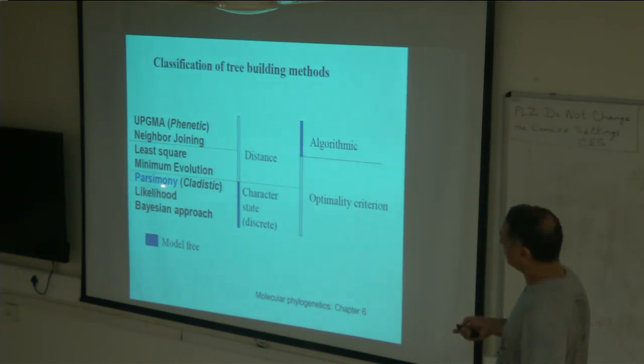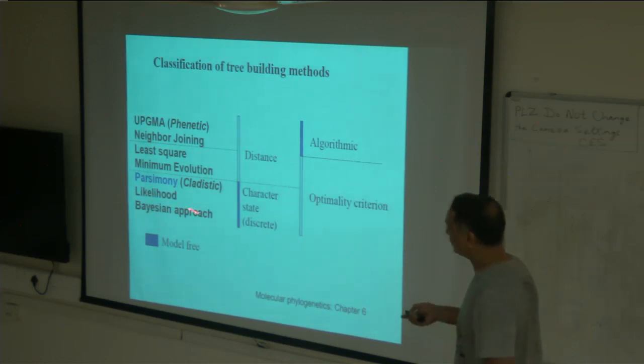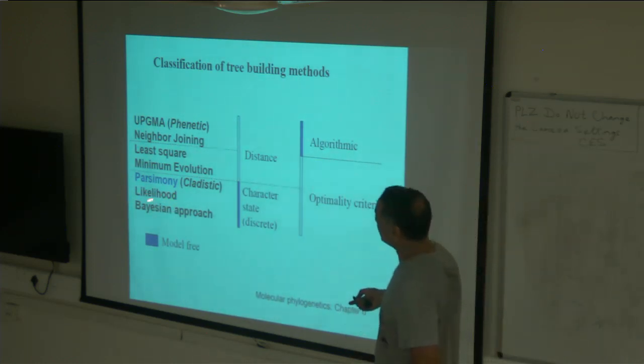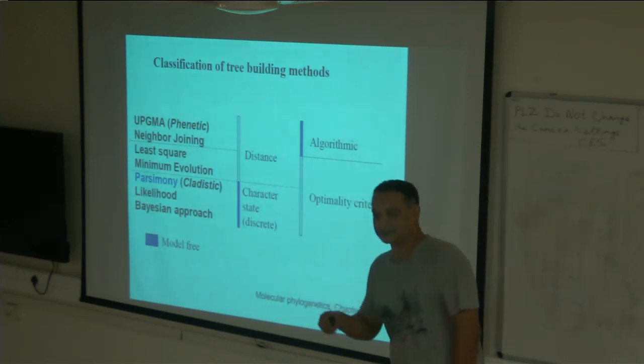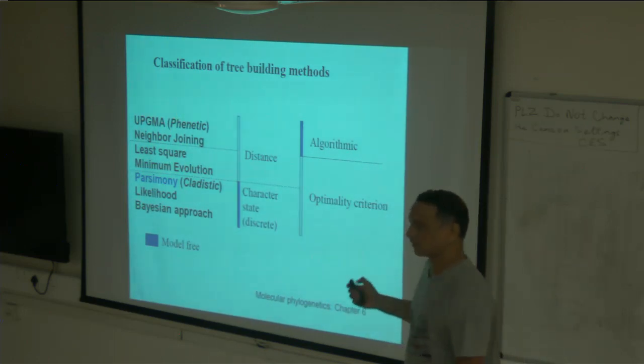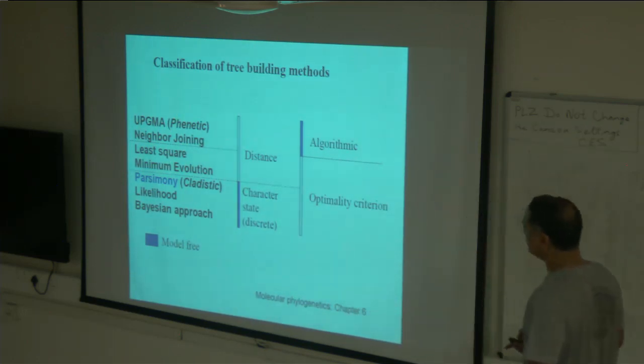Remember, parsimony is model free. Models of sequence evolution are integral in case of likelihood and Bayesian approach. You can also correct for multiple hits when you're calculating genetic distance by specifying the model. So in a way, we are using models here also, models of sequence evolution.